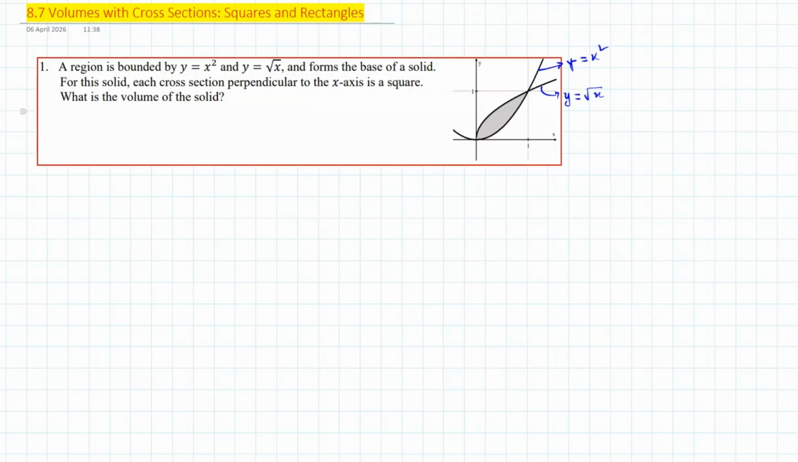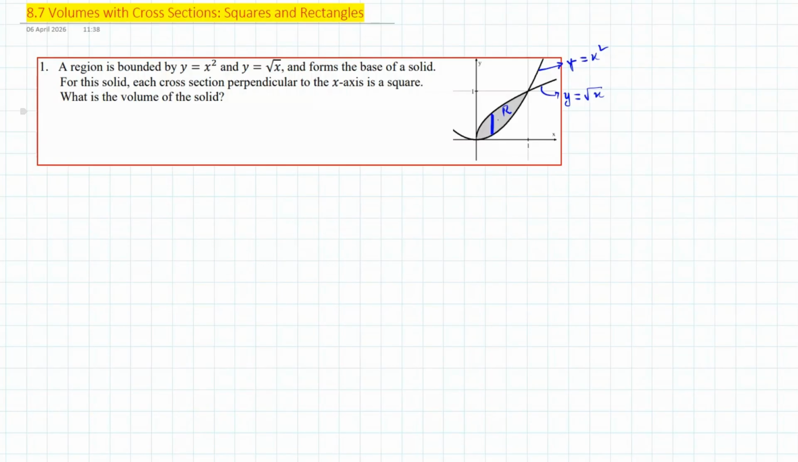And this forms the base of the solid. Let's say the region is R. So this one is the base of the solid. Each cross section perpendicular to the x-axis is a square, so the cross section is a square. And what is the volume of the solid?